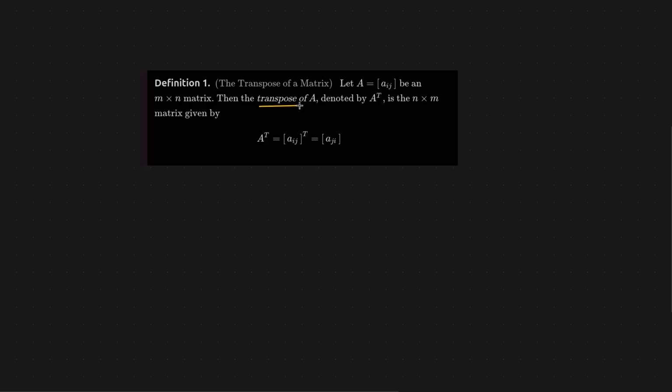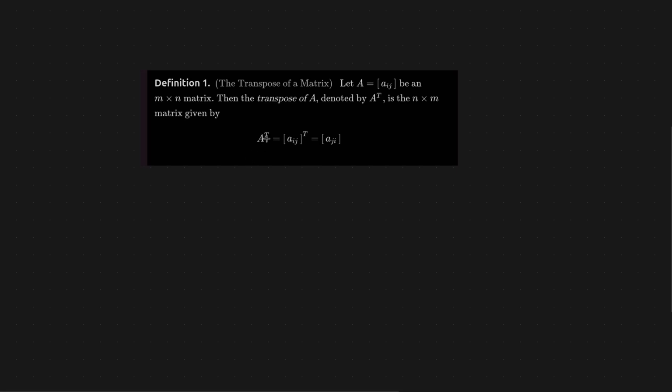Then the transpose of A, denoted by A to the t, would be an n by m matrix, because we're switching the rows and the columns. The number of columns we had is now the number of rows we have. The number of rows we originally had is now the number of columns our transpose has.